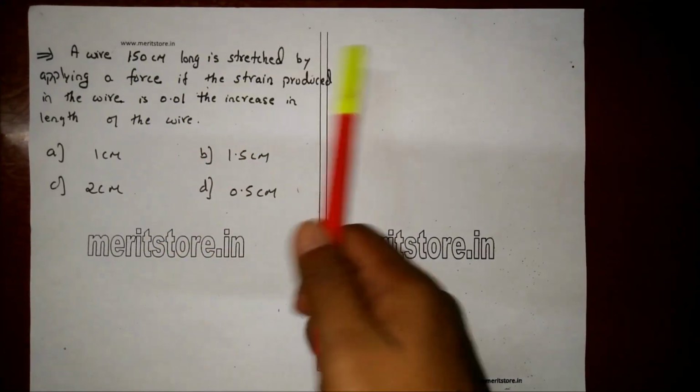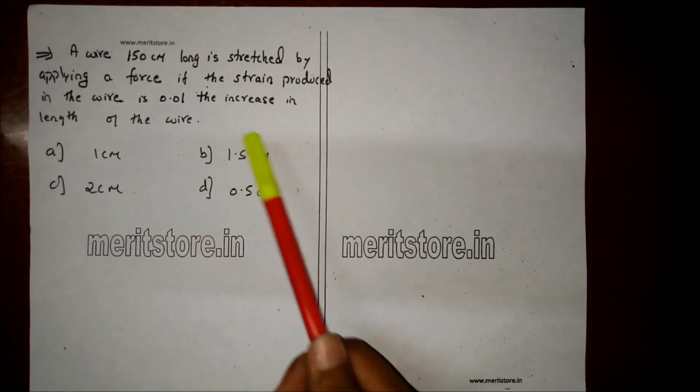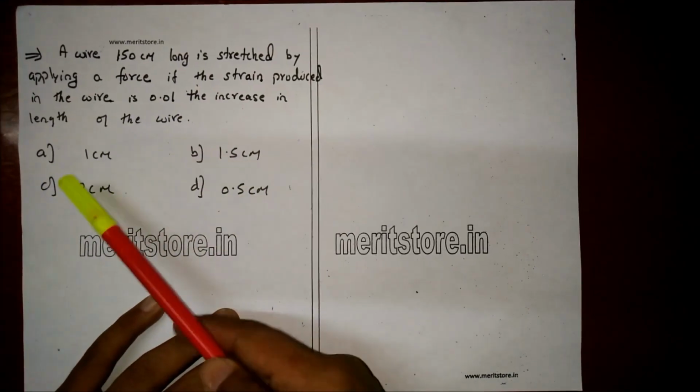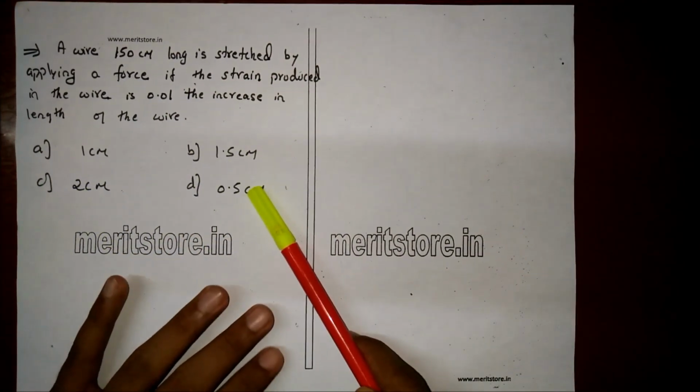A wire 150 centimeter long is stretched by applying a force. If the strain produced in the wire is 0.01, the increase in the length of the wire is 1 centimeter, 1.5 centimeter, 2 centimeter, and 0.5 centimeter.